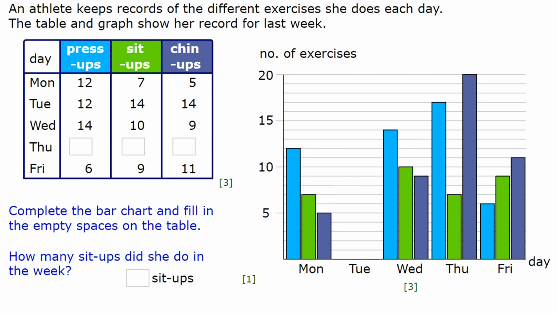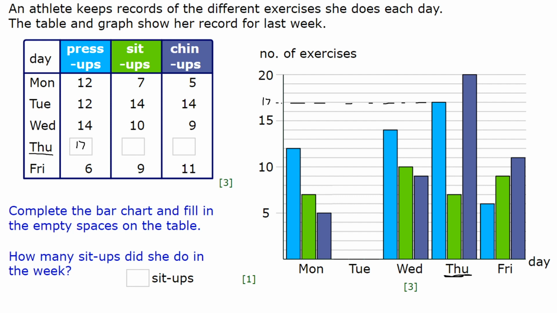So, first thing is let's work out the missing values because I think that's just easier to read. We can see that this is for Thursday, so let's look at Thursday. How many press-ups does she do? You can see that she does this many press-ups, which corresponds to, if this is 15, 16, 17 press-ups, okay?